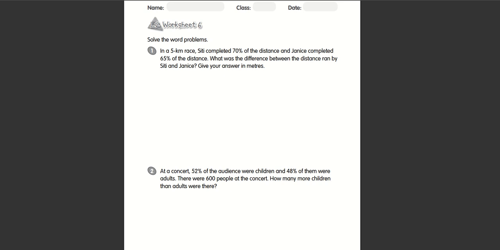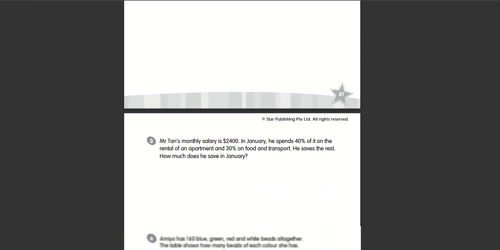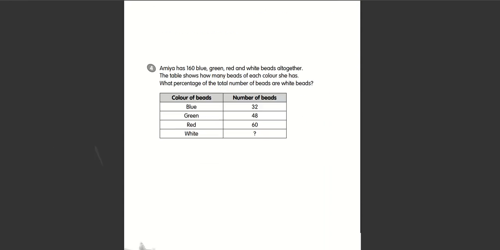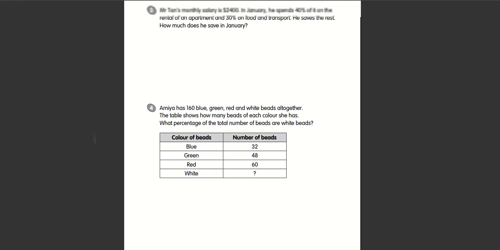Hi everyone, this is the percentage series of word problems. We are looking at level 2 word problems from the 5B workbook. Going to go to question 3 and 4 in this video on page 82 of the workbook.